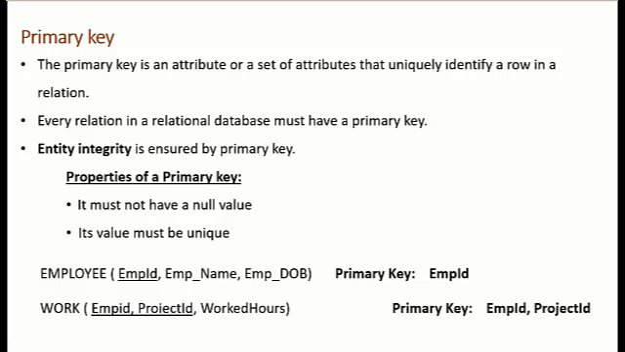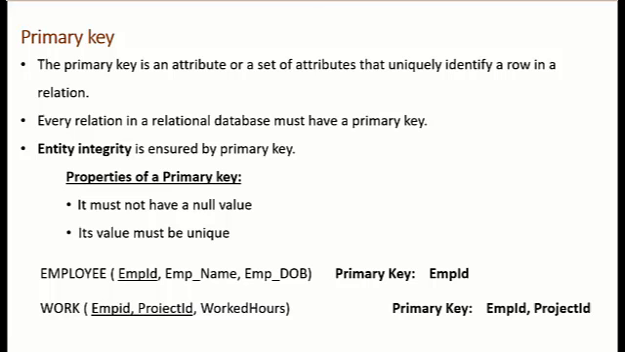In these two tables, the employee table has three fields, three attributes: employee ID, employee name, and employee date of birth. The primary key for this table is employee ID. This primary key consists of a single attribute, but a primary key can also be a set of attributes.